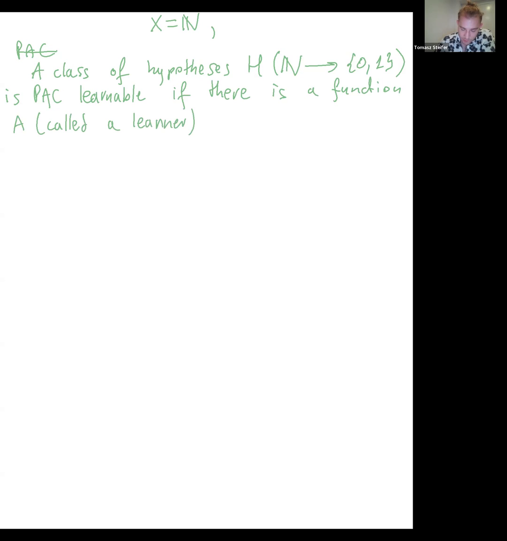and it's supposed to take a set of natural numbers with values 0 or 1 and output some function from natural numbers to the binary set. And we require that A is such that there is another function M, which takes natural numbers and outputs natural numbers, and we'll call it the sample complexity.